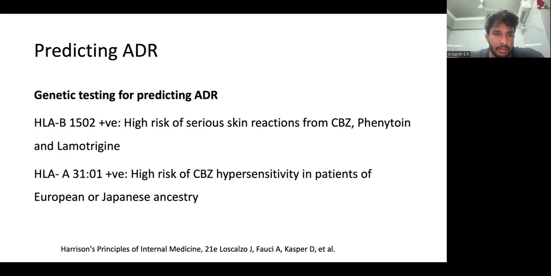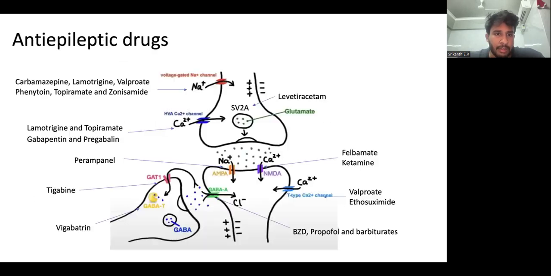There's one thing that you need to understand here. If you go back and look at this diagram, what happens when you have a continuous seizure is that you start having internalization of GABA receptors. The GABA receptors, which are the inhibitory receptors, will start getting internalized. So you no longer have GABA receptors. The longer the seizure lasts, it becomes more and more refractory to your medications.